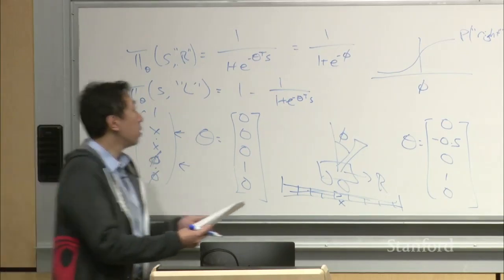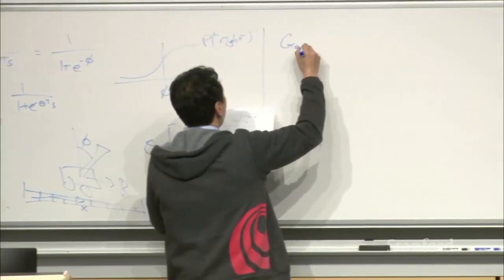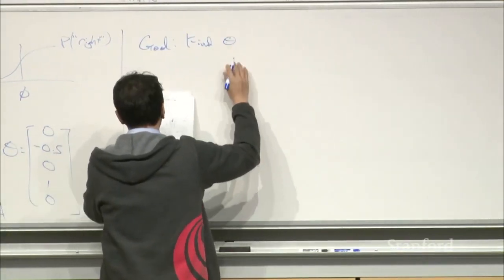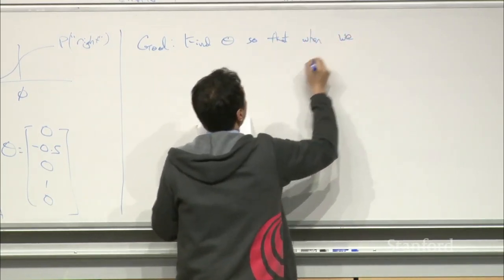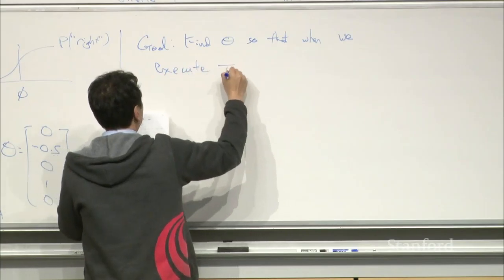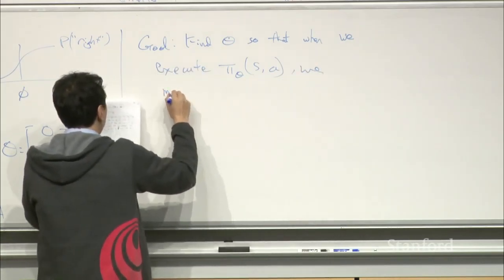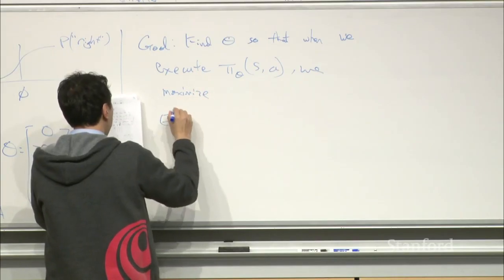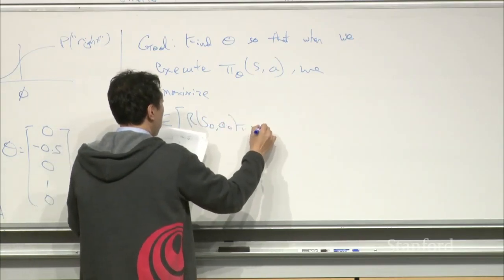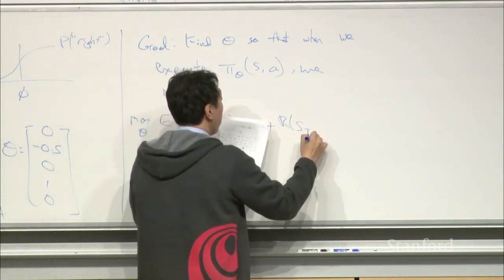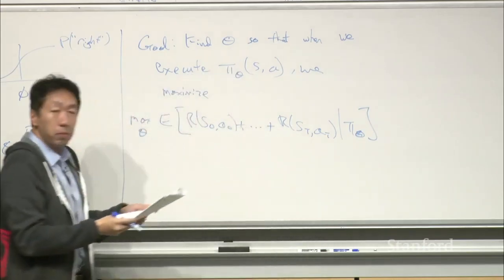So our goal is to find parameters theta so that when we execute pi of S, A, we maximize, max over theta, the expected value of R of S0, A0 plus dot, dot, dot, plus... okay.